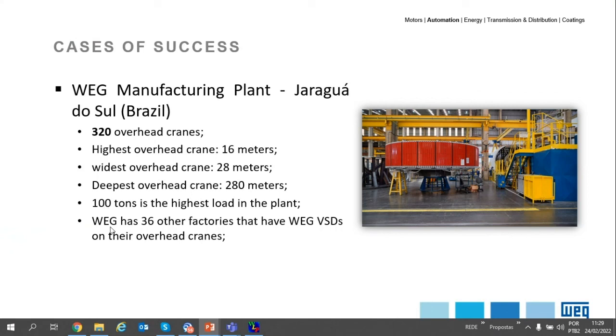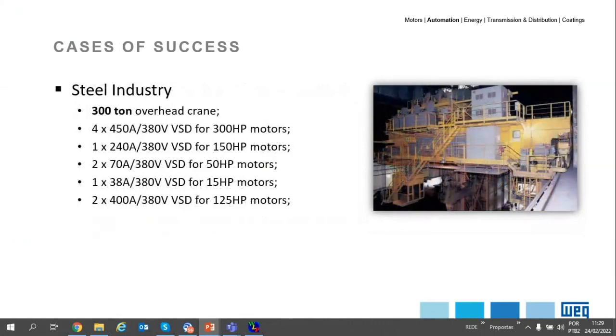It's important to mention that WEG has 36 other factories around the world that have WEG VSDs on their sites, and we are using these in overhead crane applications as well. Here we have an example in the steel industry. This is a 300 ton overhead crane where we supplied motors and drives for this application.